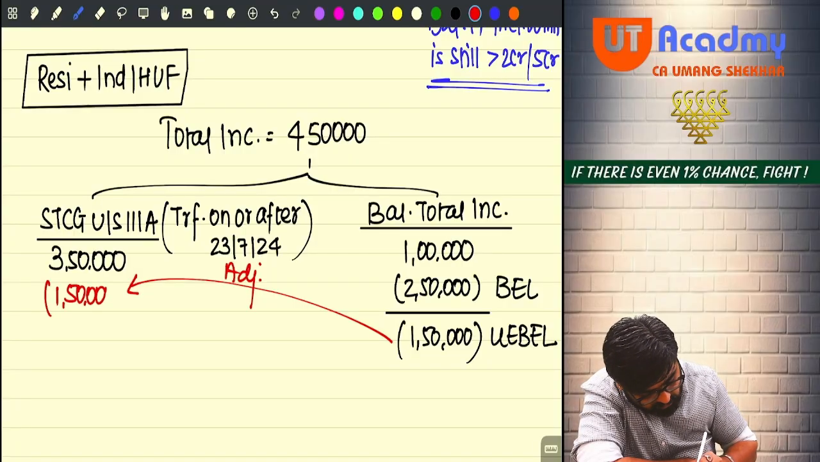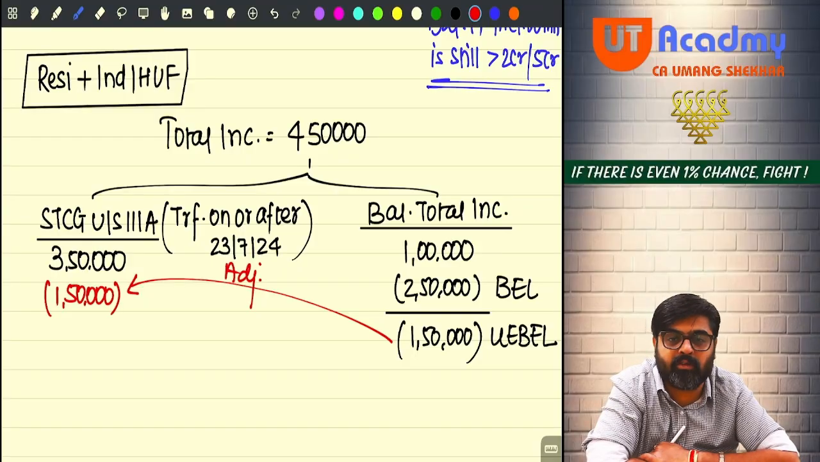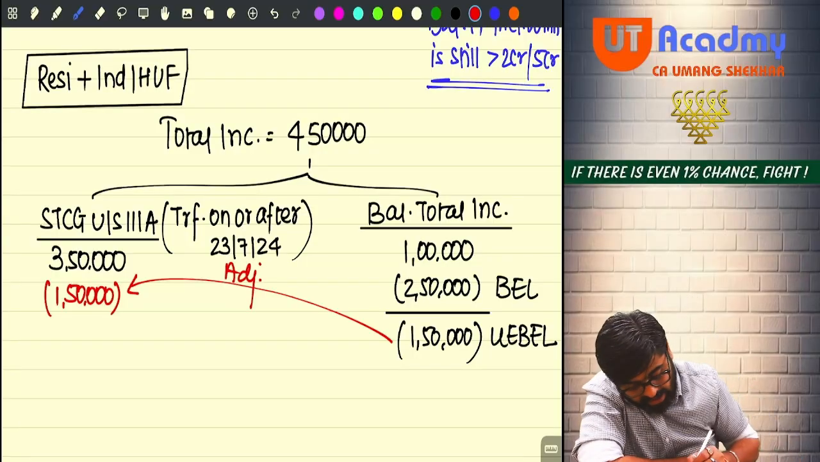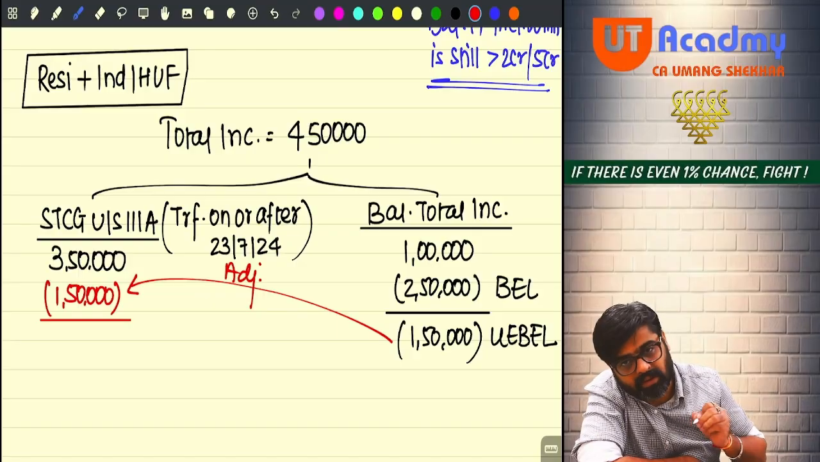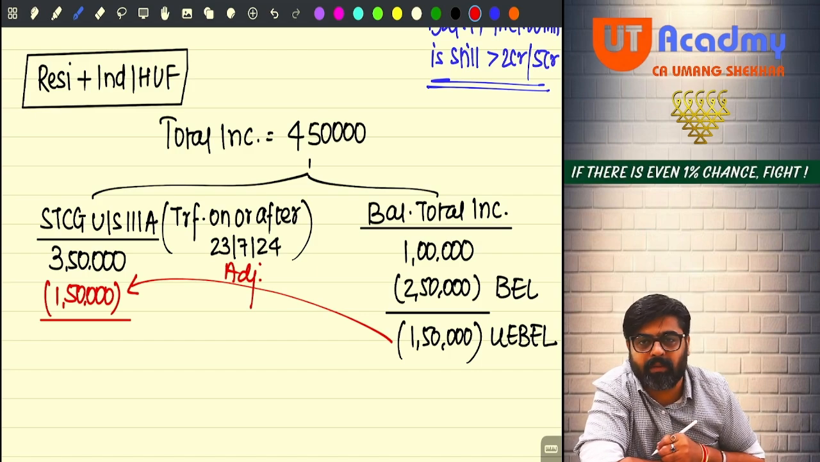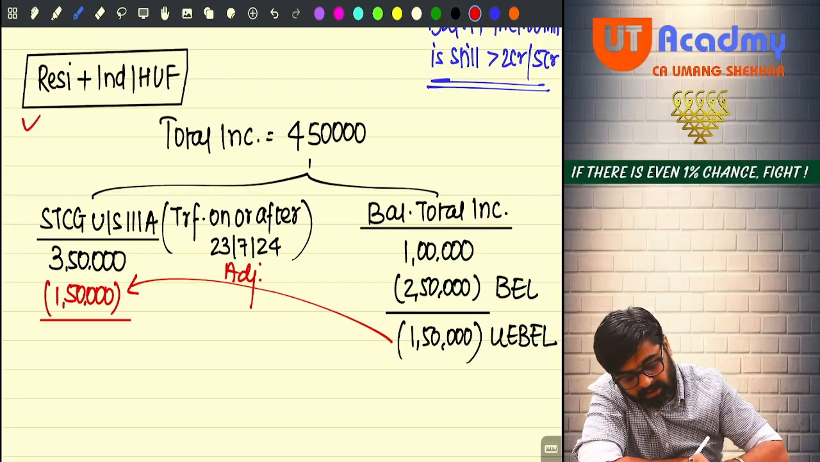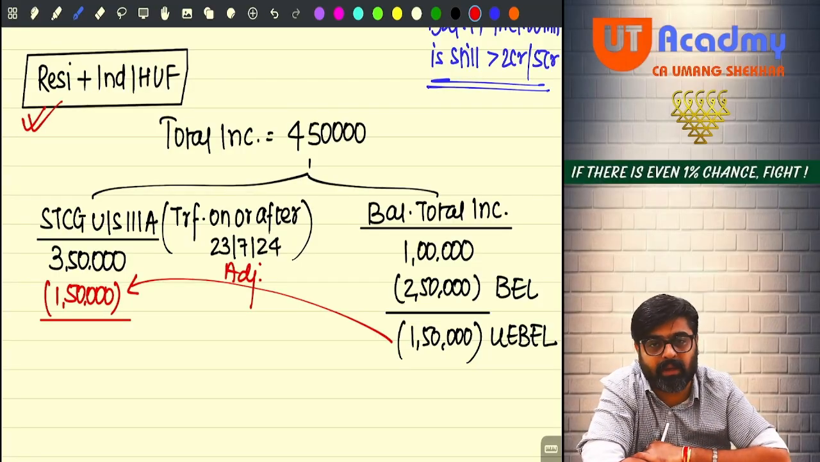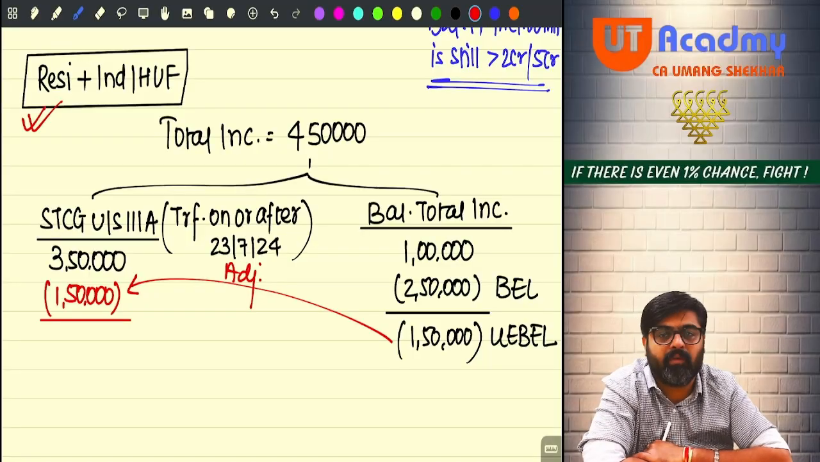111A says that if you have any unexhausted basic exemption limit, adjust that from your short term capital gain under section 111A, and whatever short term capital gain will be there after adjusting that, on that only you pay 15% or 20% as the case may be. Yes or no? But for that you need to be a resident individual or HUF. So if you are a resident individual or HUF, on your short term capital gain under section 111A, we are going to charge 15% or 20%.